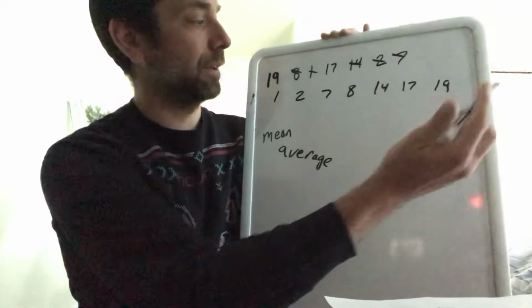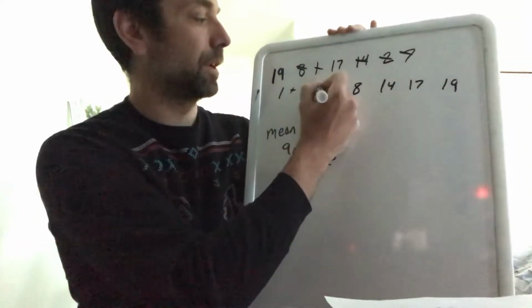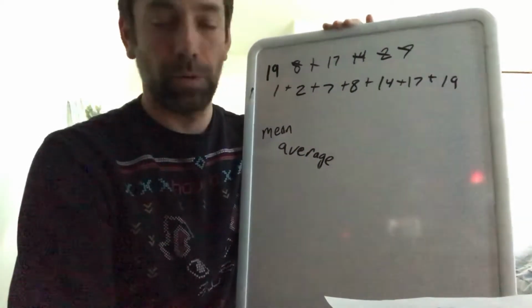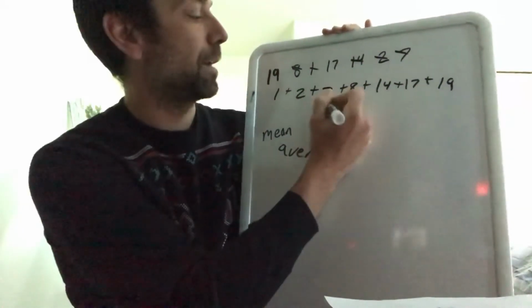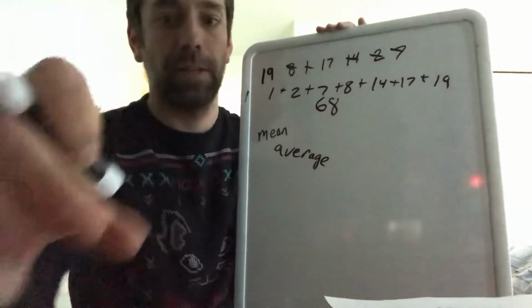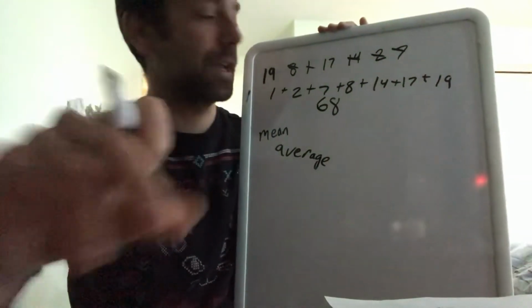If I add up all 7 of these digits, and don't forget one, because if you forget one, your whole total is going to be totally off. If I add all these up, I'll get 68. You can check my math on that if you want to pause. I'm pretty sure it's 68.